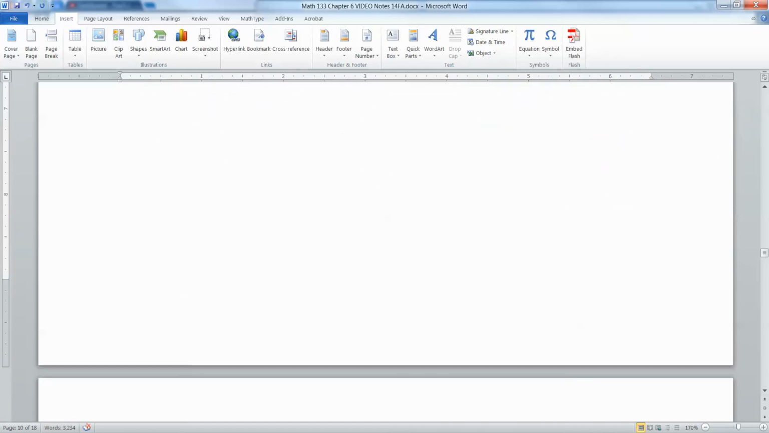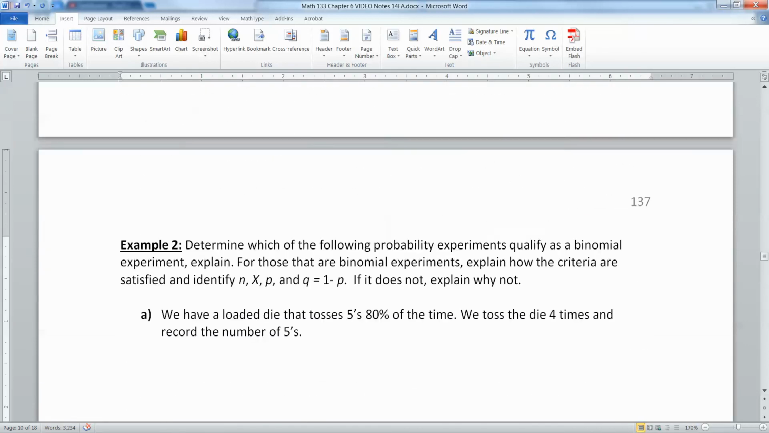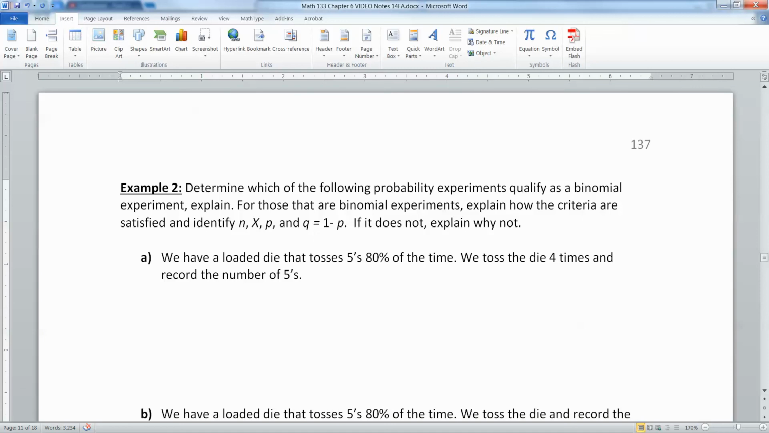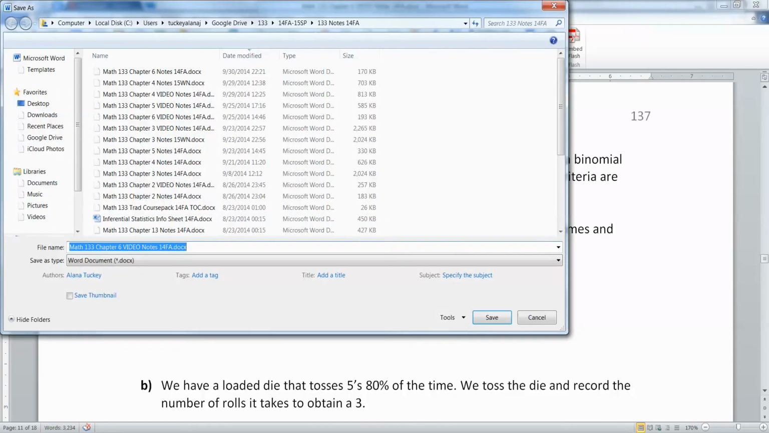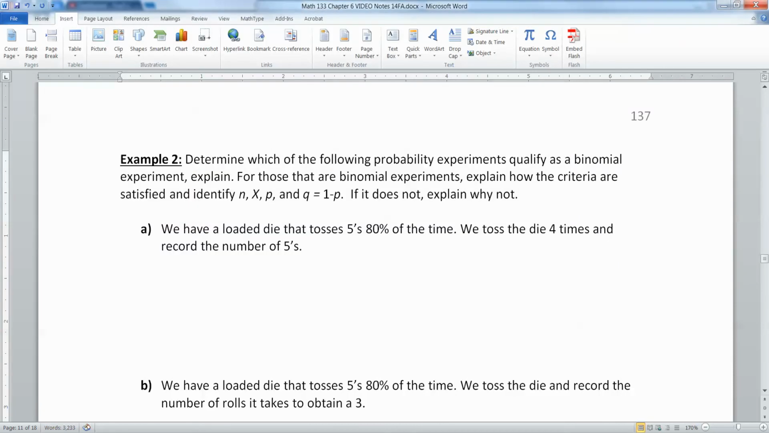All right, so now let's see if we can apply this to some more examples. We need to determine whether the following are binomial experiments, and if they are, we need to explain how they satisfy the criteria and identify n, x, p, and q. All right, so we have a loaded die that tosses fives 80% of the time. Cool. We toss that die 4 times and record the number of fives.